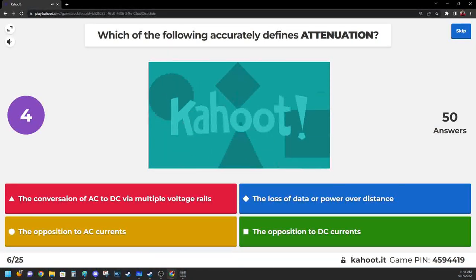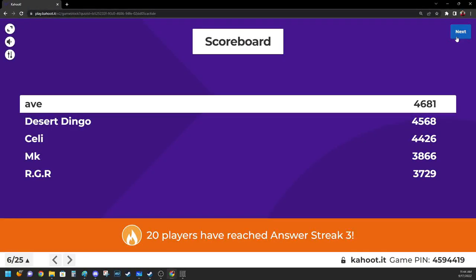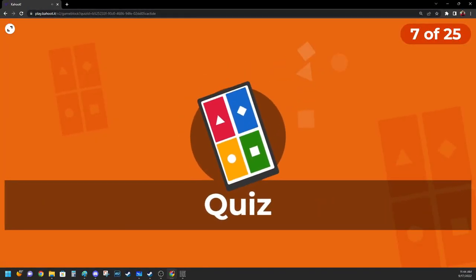Again, it's okay if you guys get every one of these wrong. The point is getting your brain moving in a direction. Yes, it's about getting them right, but it's not the only thing about it. Yep, agreed 100%. Attenuation is the loss of data or power over distance. Don't stress about this, we're going to hit a lot of real-world examples of attenuation as we go through the different Ethernet standards and whatnot. So no stress. Uh-oh, leaderboard changes. 7 of 25.